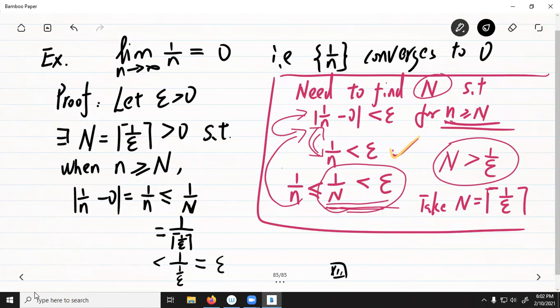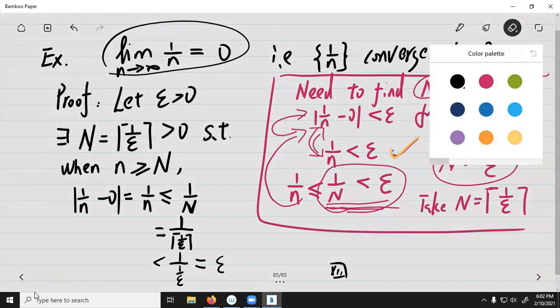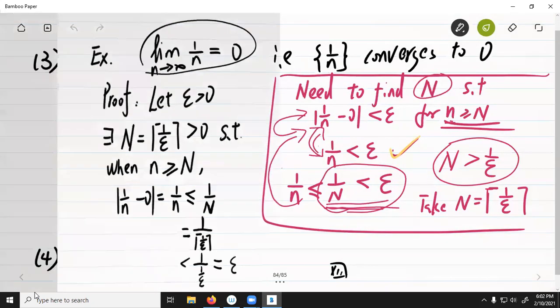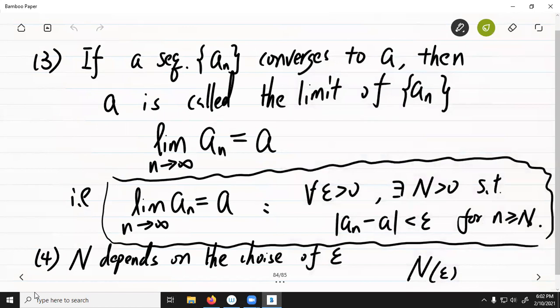We just do the calculation, and we notice that it's less than epsilon. So what does this mean? Okay, let's summarize it. Let's look at the definition. The definition says, if the limit of a_n equals a, that means that for any epsilon greater than 0, there exists a capital N greater than 0 such that when n is greater than this capital N, |a_n minus a| is less than epsilon.